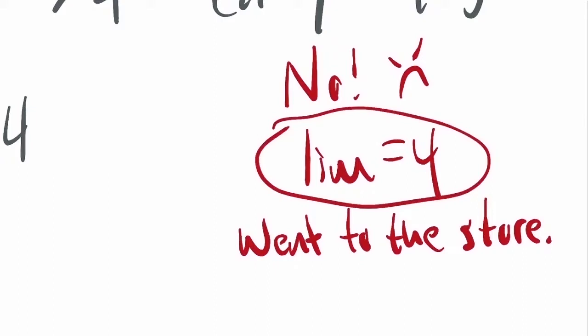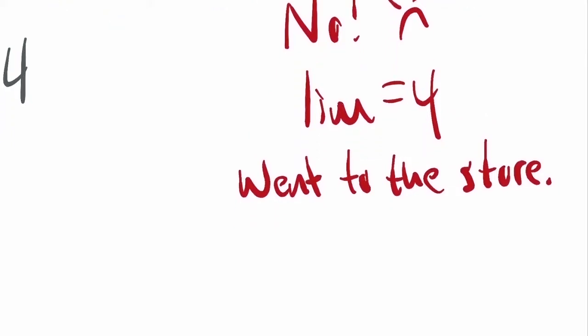I know there's a limit involved. I know there's a 4, but limit of what? Where is x going? So also, if you just write like this, that's also wrong. Limit of what? Who went to the store, right?